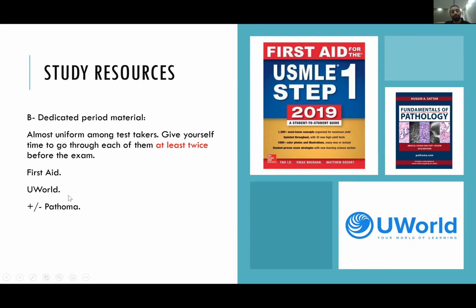UWorld is the same. UWorld is a question bank, it's not a book. You have to go through it at least twice. In my personal opinion, it's the most important resource for Step 1 and even Step 2. Your money is there. If you have one resource to invest in, UWorld is your resource. Plus or minus Pathoma. I haven't used it personally, but everyone else I know who took the exam swears by it.